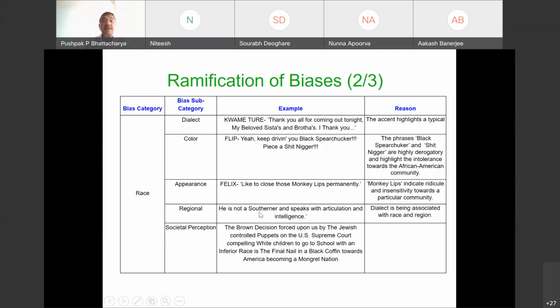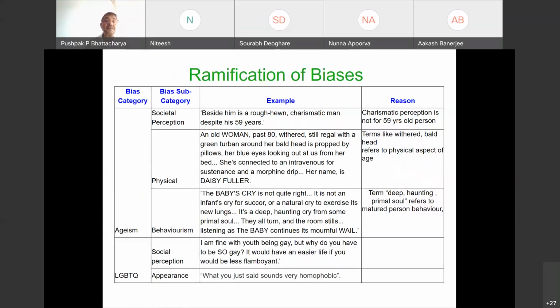Then you can have ageism, societal perception, physical behaviorism. An old woman past 80, withered, still regal with a green turban around her bald head, is propped by pillows, her blue eyes looking out at us from her bed. So the reason that it has bias is that terms like withered, bald head refer to the physical aspect of age.